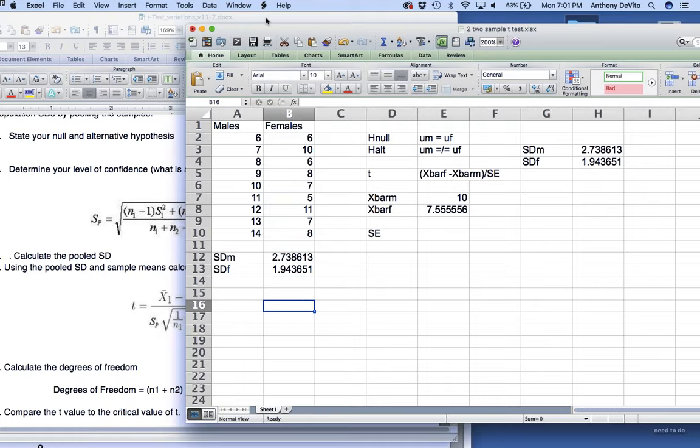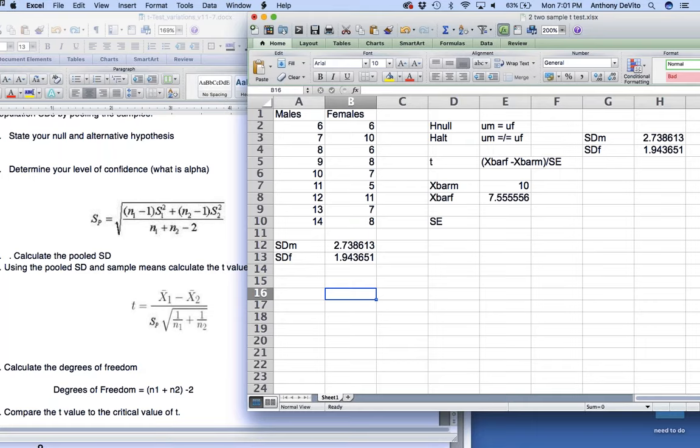Okay, so I'm over here now. I'm going to build up this equation from the different parts of it. First of all, in the denominator, I've got n1 minus 1, which is going to be equal to 8 times the standard deviation for males squared, which is this number times itself. Everybody okay with that?